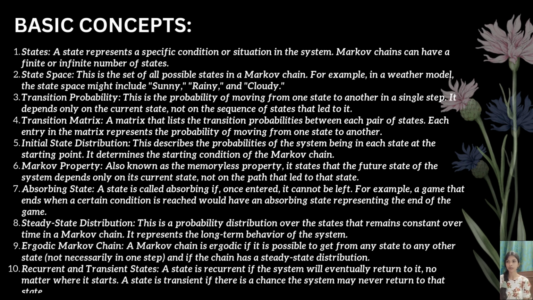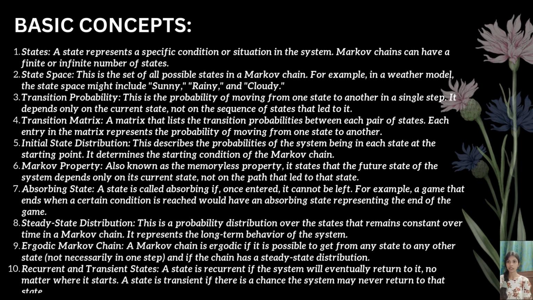Markov property, also known as the memoryless property, states that the future state of the system depends only on the current state, not on the path that led to the current state. Absorbing state: a state is called absorbing if, once entered, it cannot be left. For example, a game that ends when a certain condition is reached would have an absorbing state representing the end of the game.